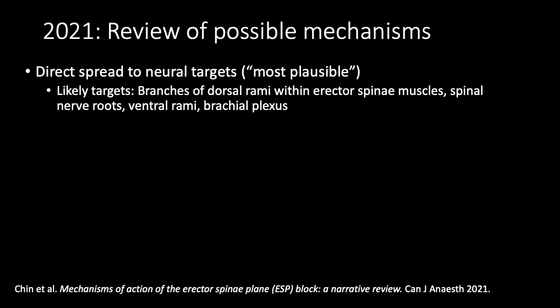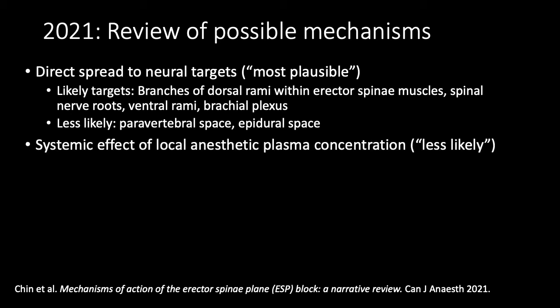And then also plausible would be spread more ventrally towards the front of the body, which would cover spinal nerve roots, the ventral rami of the sensory nerves, which would cover the front of the body, and then maybe, for instance, the brachial plexus, which is why you get some analgesia for shoulder surgery. Less likely, they say, would be spread to the paravertebral space and the epidural space, which has been seen but not consistently and not in necessarily high enough volumes or high enough doses to actually result in analgesia.